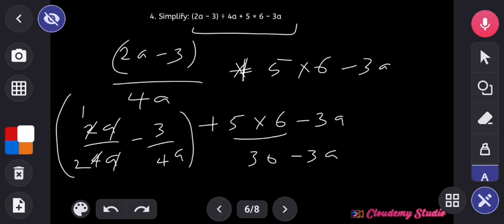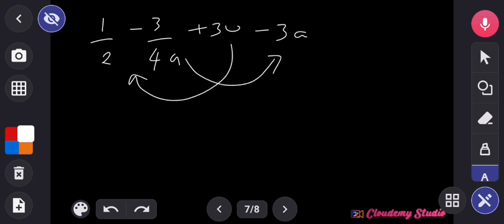Then, we have that is plus 30, then minus 3. We have this. Then we can collect the like term. In collecting the like term, we're going to be having what? 30 will come here, and this one will come here as well. And we'll be having 1 over 2 plus 30 minus 3a minus 3 over 4a.